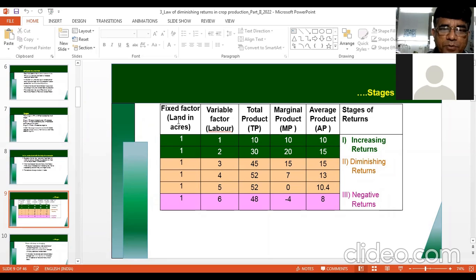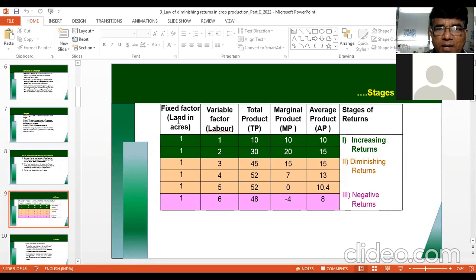52 minus 52, 0. 48 minus 52, minus 4. So likewise, you can work out the MP. And then average product is your column number 3 divided by column number 2: total product divided by variable factor, that is your labor.